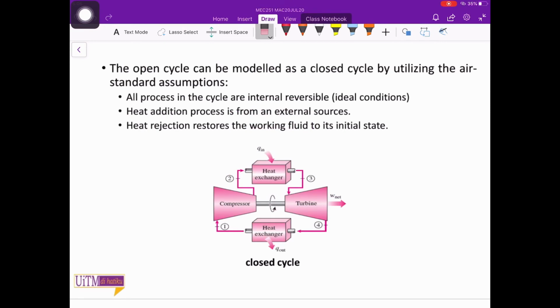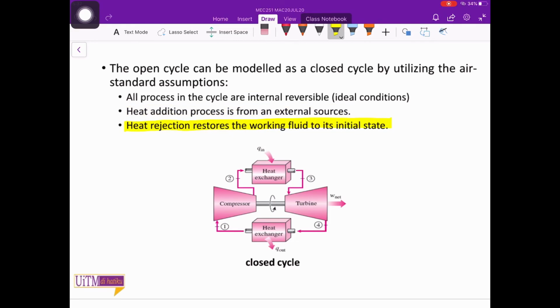In the air standard cycle assumptions, the air, which is the working fluid, is assumed to behave as an ideal gas. We are going to assume that the heat addition process is coming from an external source, although we know that in the actual process it will occur through combustion. For this, instead of a combustion chamber, for the ideal case, the heat addition is through a heat exchanger.